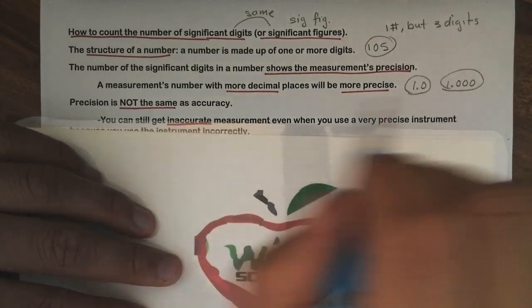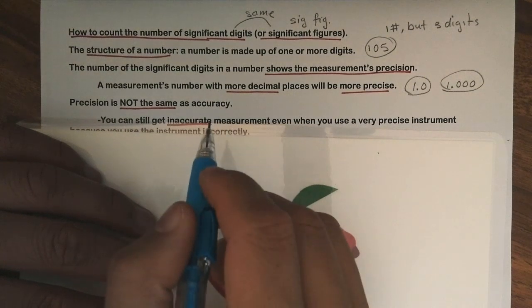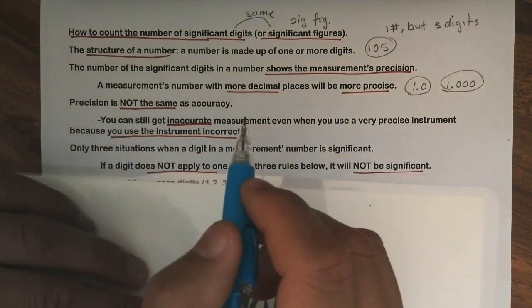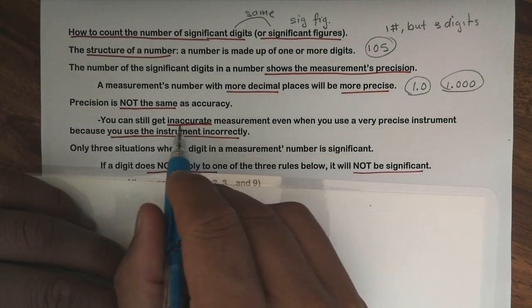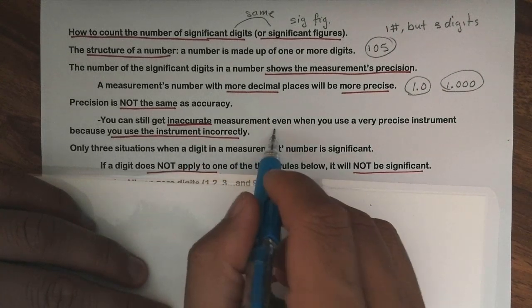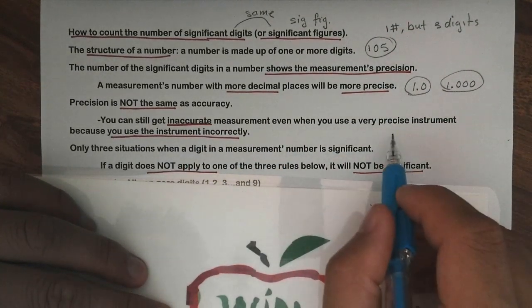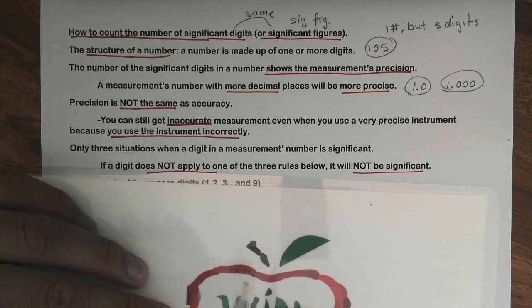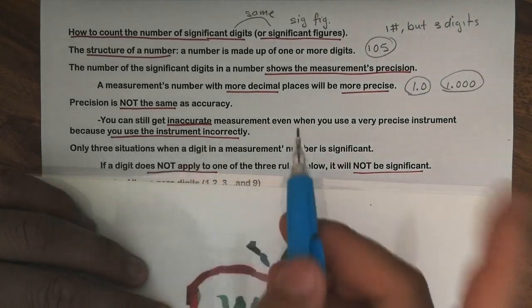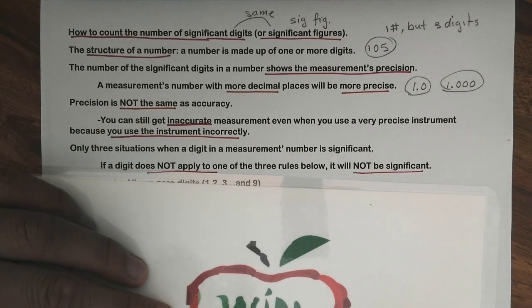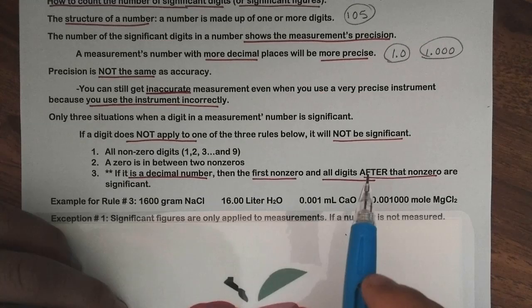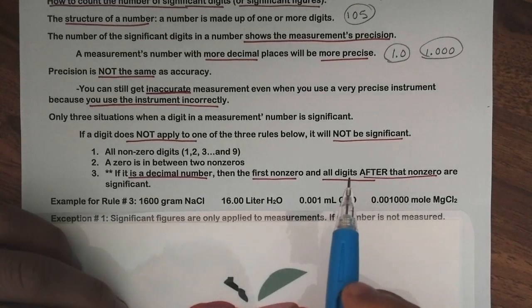However, precision is not the same thing as accuracy. You can still get a very inaccurate measurement even when using a very precise instrument, because if you don't know how to use that specific instrument, you will use it incorrectly and therefore get an inaccurate measurement. Now let's get back to the focus of this video.